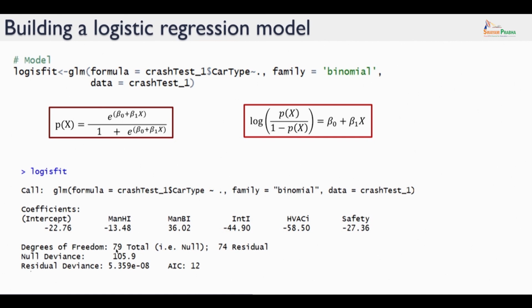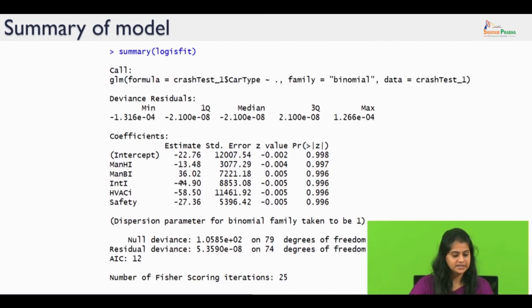So the first degrees of freedom is when you have a null model, that is only with the intercept, and in the second case you have a degrees of freedom equal to 74, which means that I have included all the variables into my modeling. So now let us look at each of the coefficients in detail.